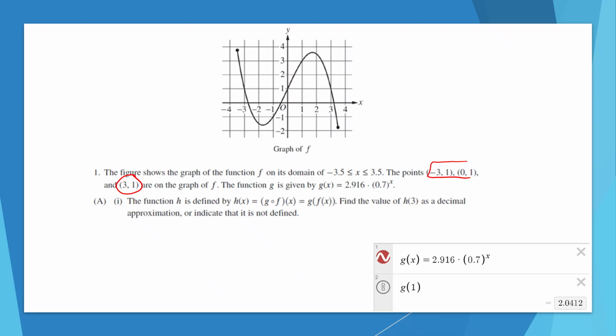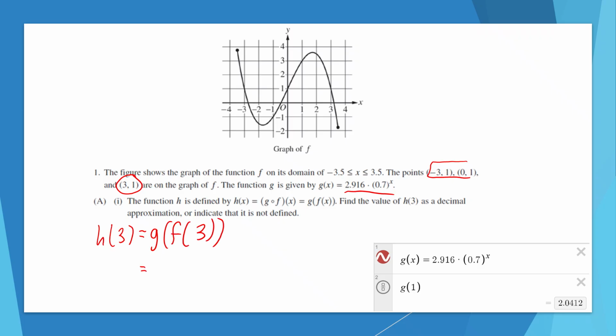The function g is given by g of x equals 2.916 times 0.7 to the power of x. Here the function h is defined by h of x is g of f of x. Find h of 3 as a decimal approximation, or indicate that it's not defined. So this is a composite function. So this is going to be g of f of 3.